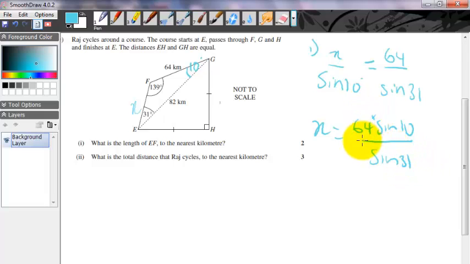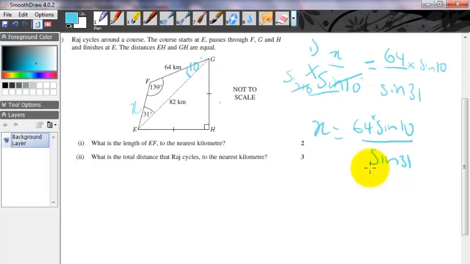So if you're thinking, where's my times? It's right there. So I've already moved it. Okay? I times by sine 10. These cancel out. And then you times by sine 10 there. And that's how it looks eventually. See? 64 sine 10 over sine of the opposite angle. Cool? Yeah.